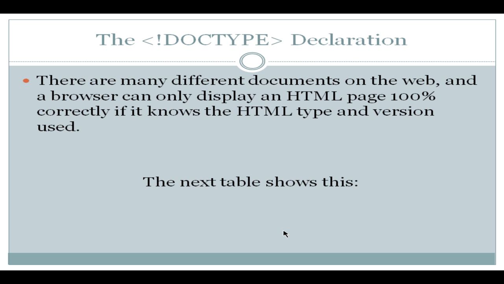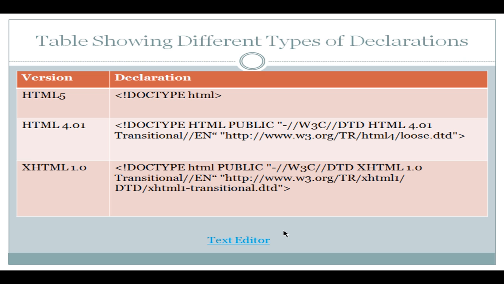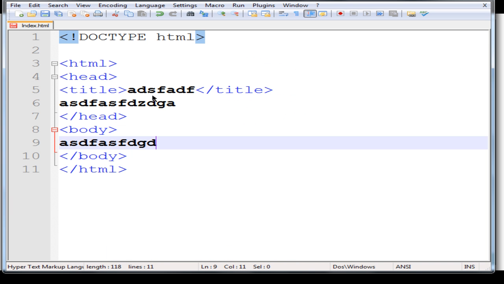So the following table is going to show you different types of declarations of HTML. Well, HTML5, the declaration is simply open angle brackets, exclamation mark, Doctype, HTML, close angle brackets. That's it. That's all the declaration for HTML5. HTML 4.01 had all of this, and XHTML 1.0 had all of this. So let's call back our text editor, and as you can see here, this is my Doctype declaration. So when my browser sees that, it says, okay, we're dealing with HTML5 here, nothing else.